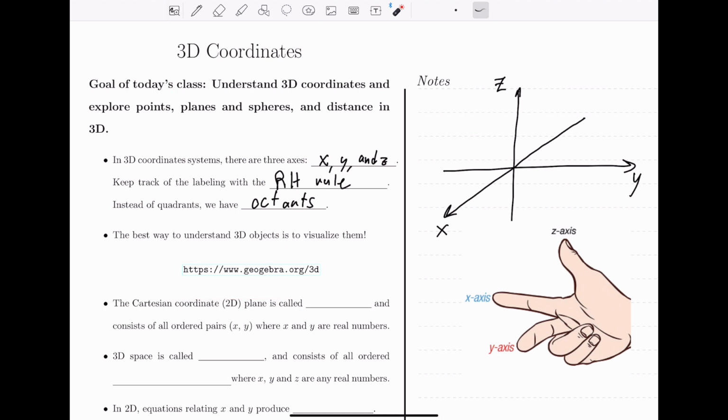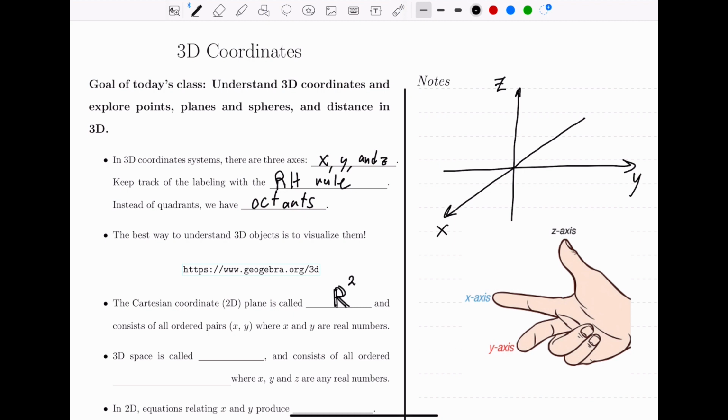Let's talk about some more terms. In 2 dimensions, the 2D Cartesian coordinate system, the xy plane, is called R2. R stands for real numbers. So R2, that's a symbol that we use to talk about the xy plane. This consists of all ordered pairs, x and y, where x and y are real numbers. This is just the regular old xy plane that we're used to working with.